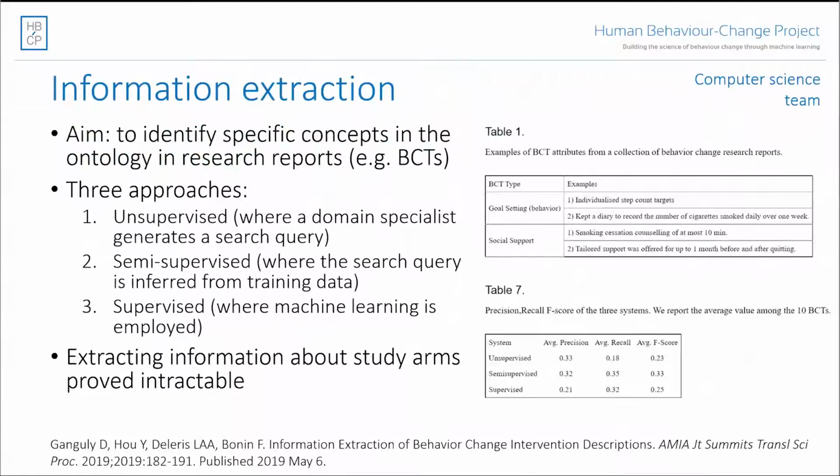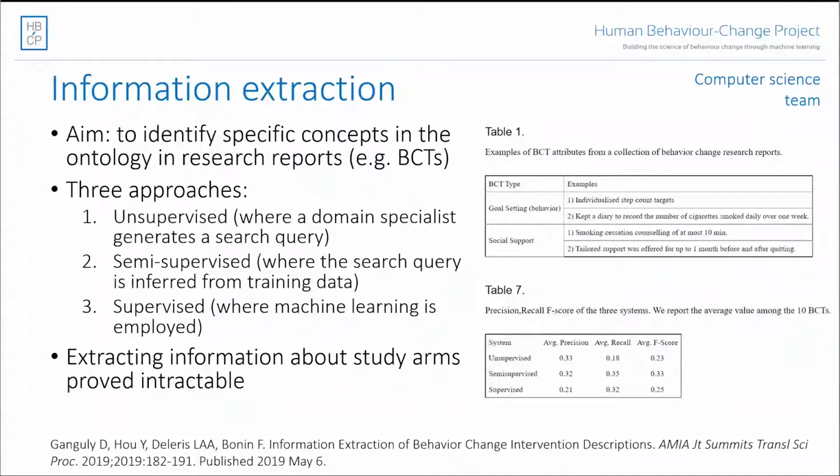So I'll move now on to information extraction. Assume now that we've identified the papers as they've been published, they're in the system, and what we want to do is to be able to identify specific behavior change techniques and specific characteristics of study populations, etc., and also obviously the findings of the research. And there are different approaches to doing this in an automated way.